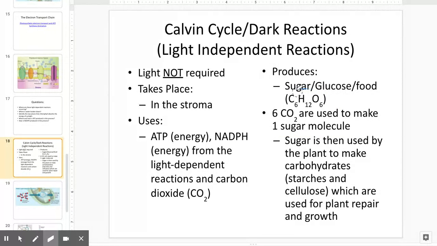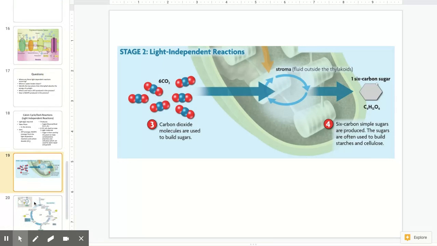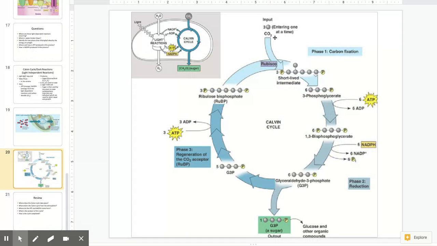These sugars, the simple sugars, glucose, are used then to build more complex carbohydrates like starches and cellulose. So again, here we go. We've got our CO2 coming in. We have energy, that ATP and NADPH, and that is used to make C6H12O6, or a 6-carbon sugar food, also known as glucose. And this is another representation of the Calvin cycle in that cyclical form, that circle form. It's going to go around and create that glucose molecule, incorporating CO2.